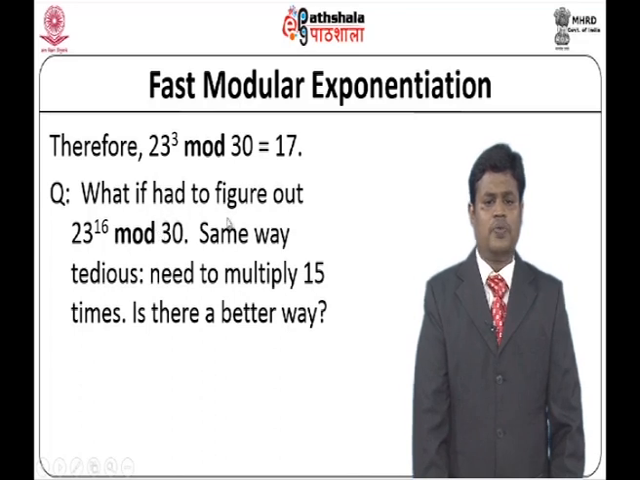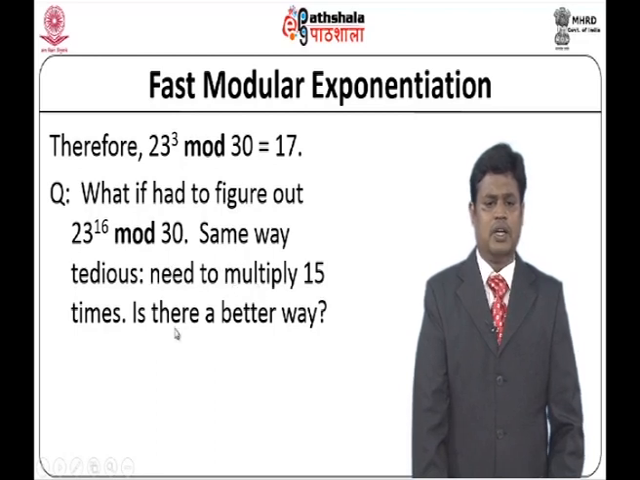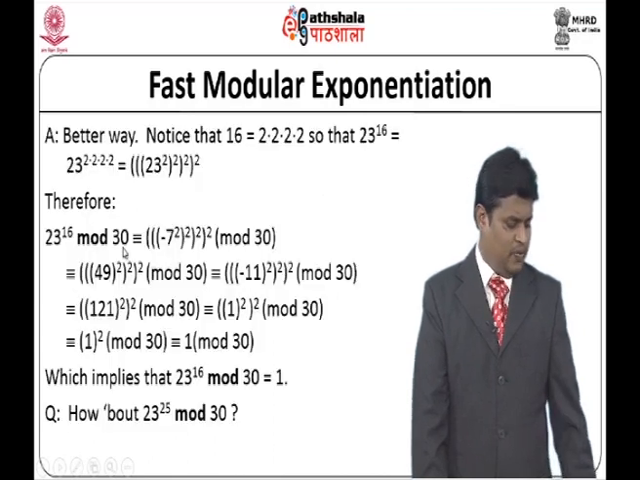So what if I had to figure out 23 power 16 mod 30? Again it is going to be very complicated, where we need to multiply 15 times. Is there any better way? We can do it with a calculator, but if it is going to be power 16, then we need to multiply 15 times. So how can we make it simplified?